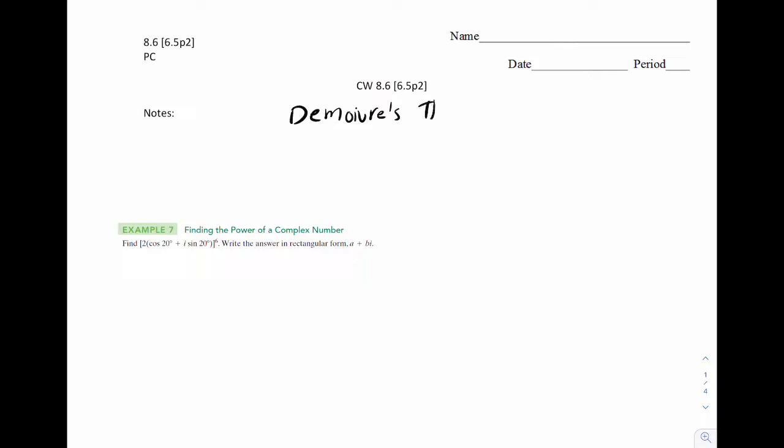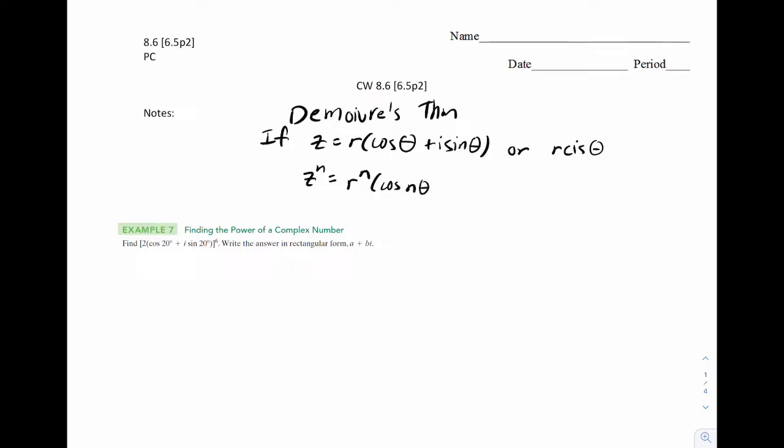You might recall last class we ended talking about this theorem: if you have some complex number z equals r cosine theta plus i sine theta, or r cis theta, and you raise that complex number to a power of n, you get r to the n cosine n theta plus i sine n theta, or more commonly, r to the n cis n theta. Again, this is called DeMoivre's theorem, and that's what we're going to use today.